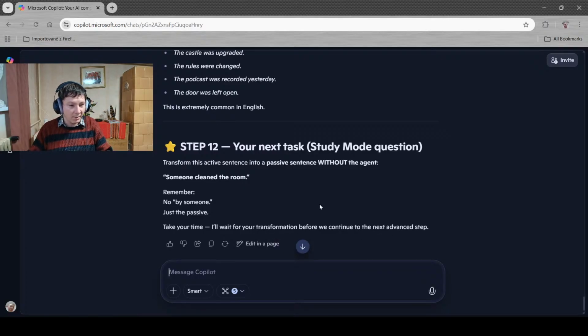As you can see, people, it looks interesting. Learning English with Microsoft Copilot in study and learn mode, isn't it? Okay. The room was cleaned.